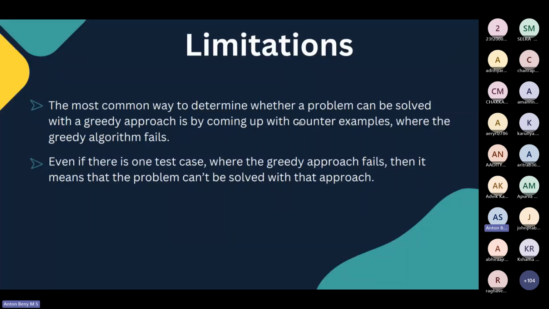And if it doesn't work, even if there's just one test case where the greedy approach fails, it means that the problem can't be solved with that approach, because your approach has to be general. It has to work for all possible test cases. If it doesn't work for even one, that means you can't apply the greedy approach. So right now we'll look at one example.